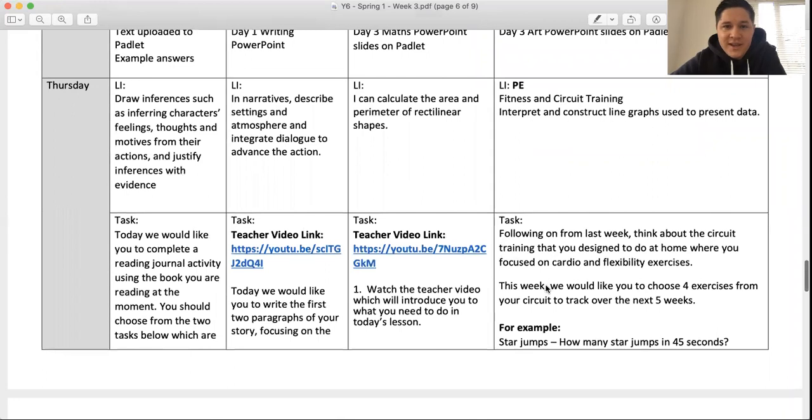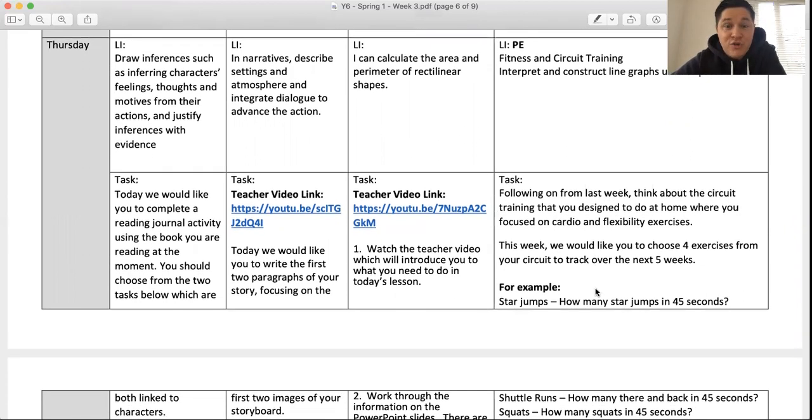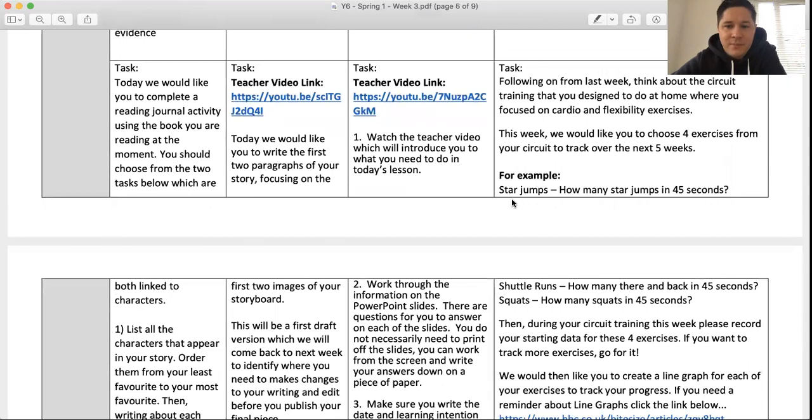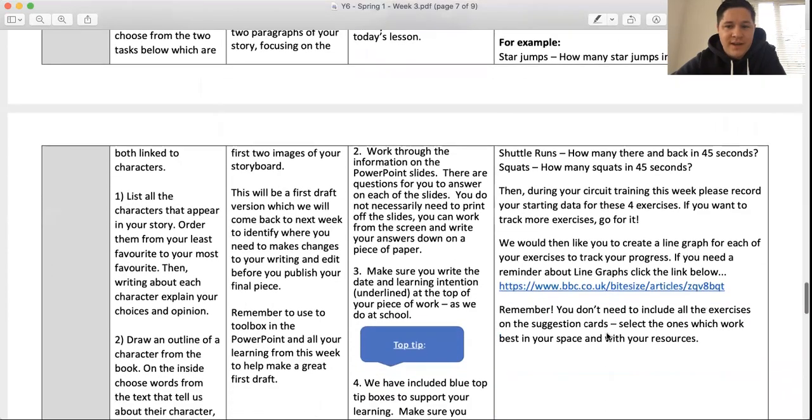Finally, on Thursday, I hope you enjoyed getting active last week with your PE and your fitness circuit training. This week, though, we'd like you to start to track your progress. So, for example, how many star jumps can you do in 45 seconds? Okay, choose 4 exercises from your circuit, and then we'd like you to think about how you're going to track that data. And we'd like you to make some graphs, and we'd like them to be line graphs.